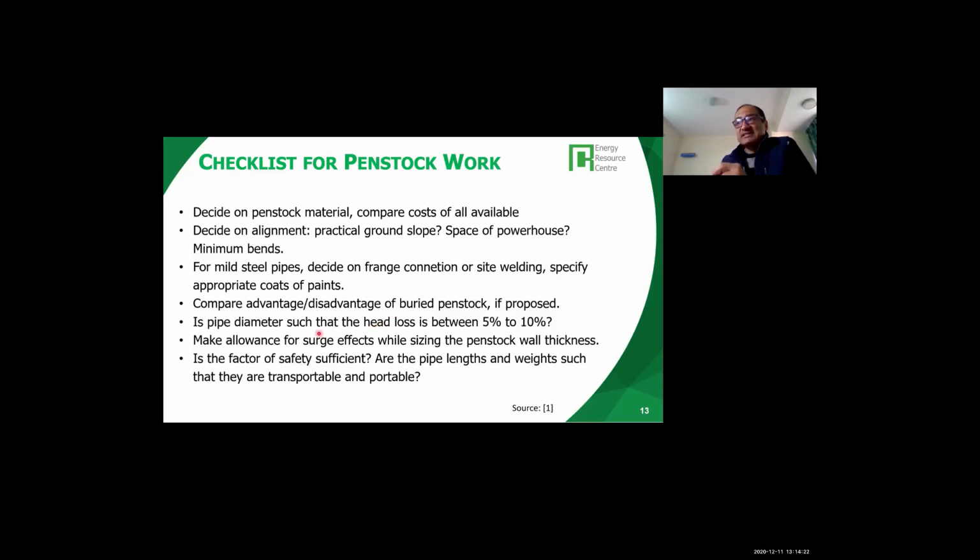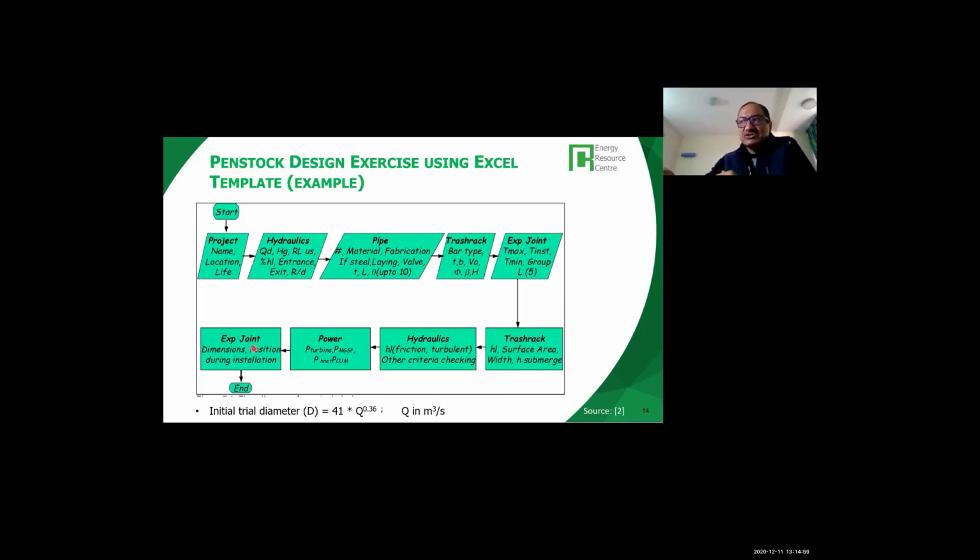You have to make sure that the diameter is such that the head loss is between 5 to 10%, as I mentioned earlier. You have to make allowance for surge effects while sizing the penstock wall thickness. The thickness should be able to withstand the water hammer, the surge pressure. And also you have to make sure the factor of safety is sufficient and the pipe's length and weights are such that it can be taken to the hydropower construction site. So these are the checklist when you design a penstock.